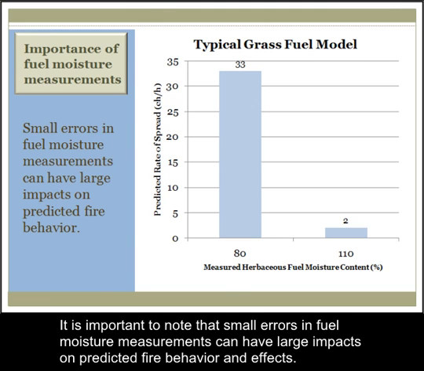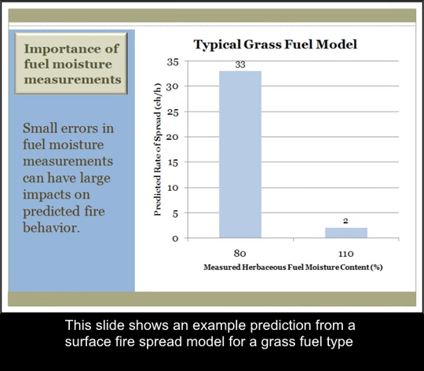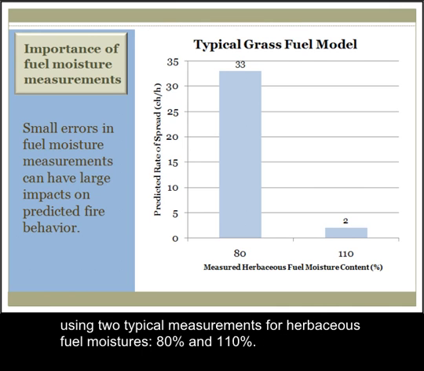It is important to note that small errors in fuel moisture measurements can have large impacts on predicted fire behavior and effects. This slide shows an example prediction from a surface fire spread model for a grass fuel type using two typical measurements for herbaceous fuel moistures, 80% and 110%.